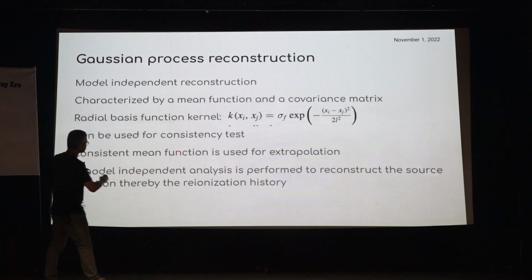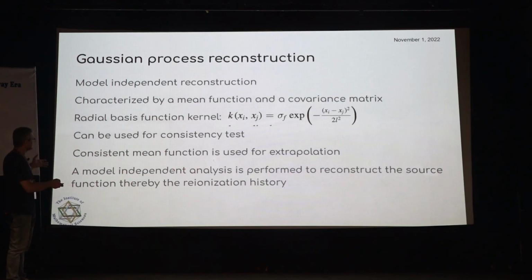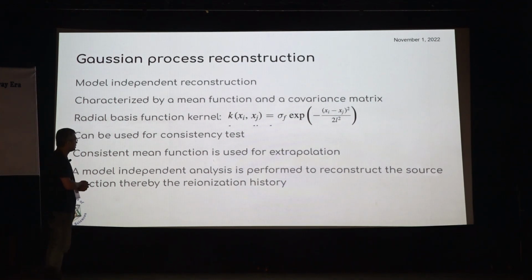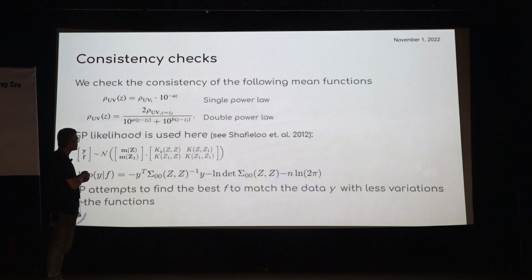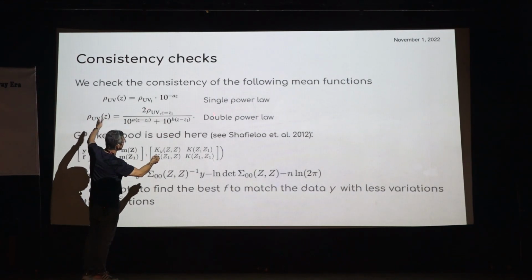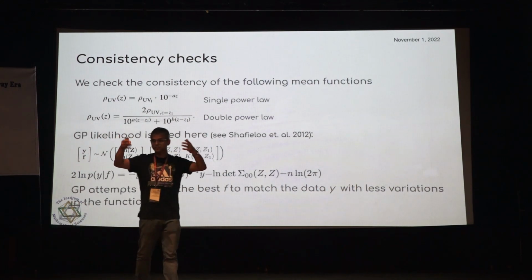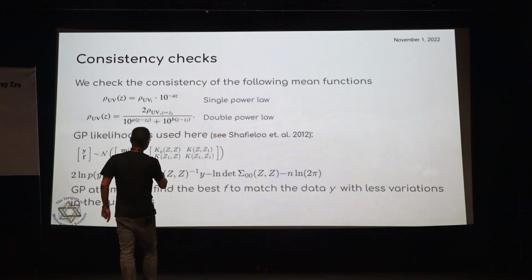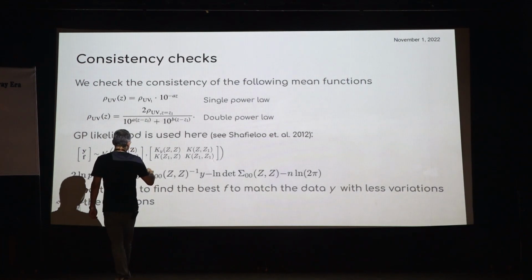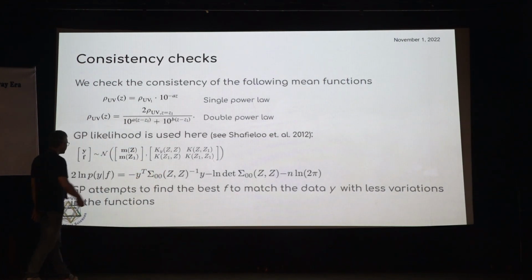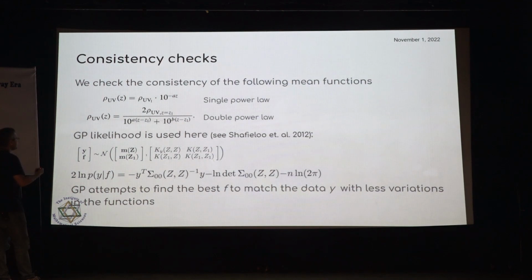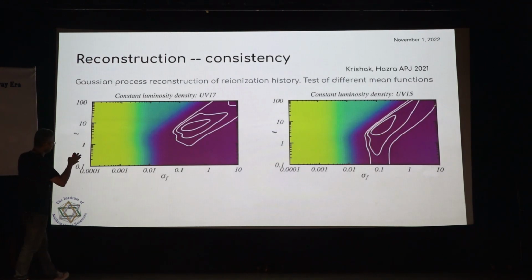It can be used for consistency tests, to see whether the mean function that you are using is good, or you can also infer parameters from there. So this is what we did. We tried to check the consistency of a single power law. I showed you, right? For the UV luminosity density, some people use a single power law, some people use a double power law. We try to see whether a single or double power law is good enough. I'm not going to go into the detail of the mathematics or statistics there. I am showing you something here.